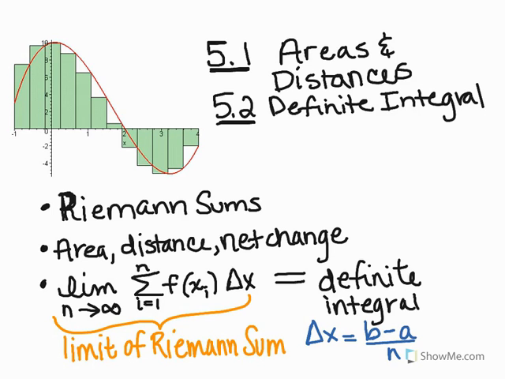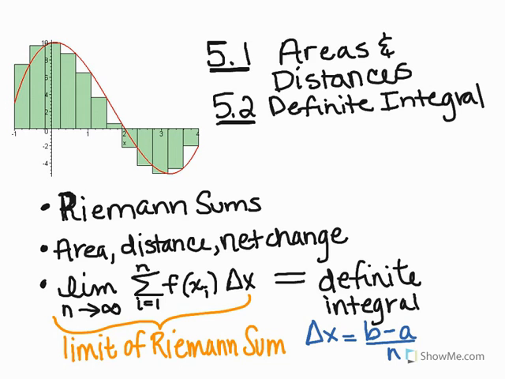In section 5.1, we talk about areas and distances and the idea of how we get to the definite integral, or why we have Riemann sums, or what actually is a Riemann sum, and how the old school mathematicians came to the idea of a definite integral. And then 5.2 connects the two, the Riemann sum to the definite integral. So I'd like to talk about those two sections in combination and summary.